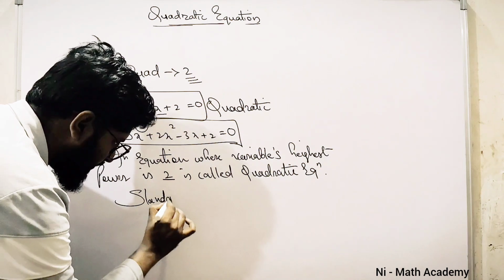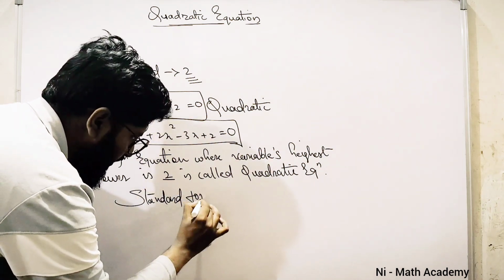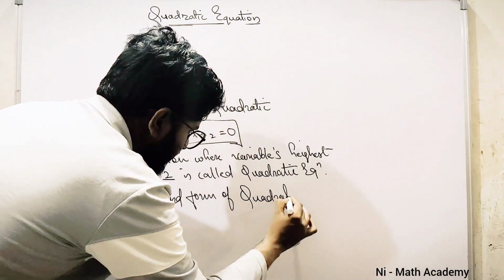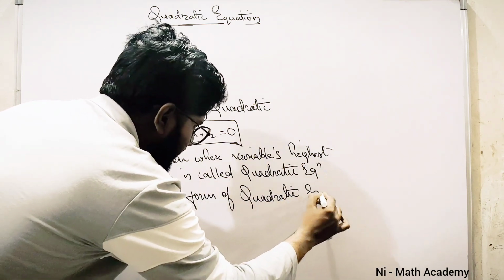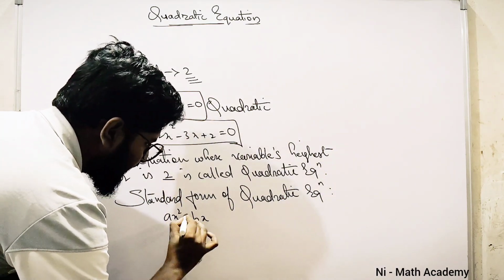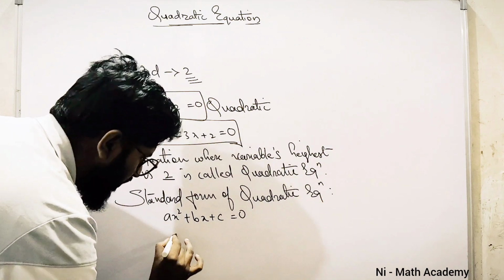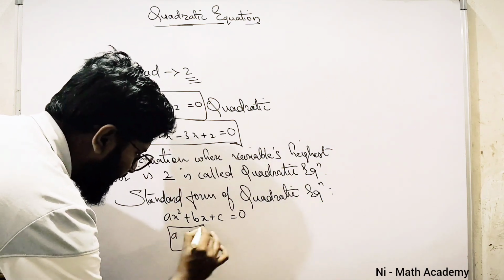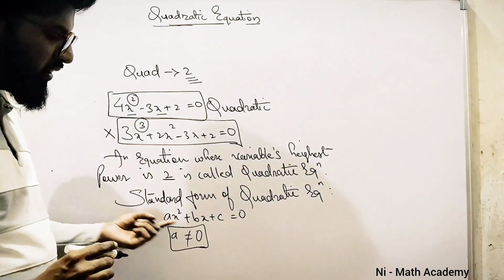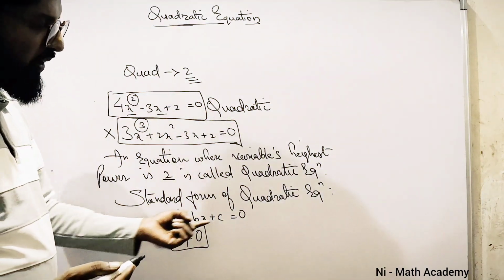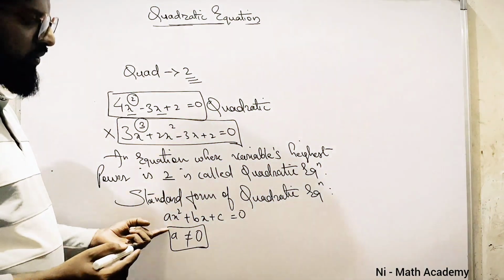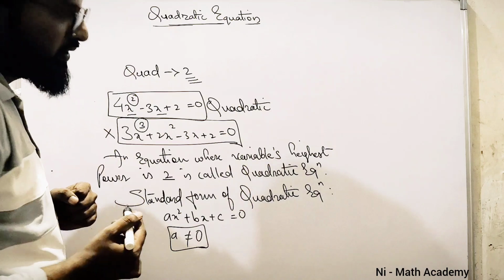And the standard form of quadratic equation will also lie in your MCQs in your board examination. So remember, the standard form of any quadratic equation is ax square plus bx plus c, where a should not be equal to 0. Remember this as well. A cannot be 0, because if a becomes 0, the equation will be a linear equation. So ax square plus bx plus c is the standard form of any quadratic equation.